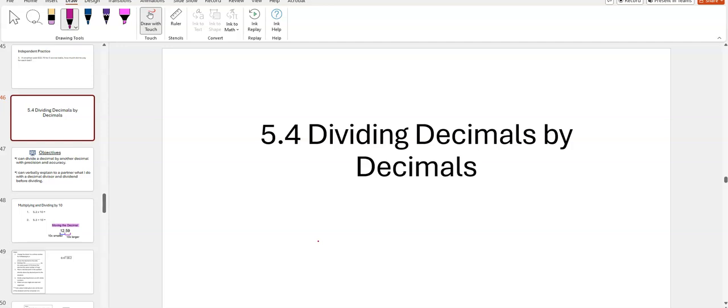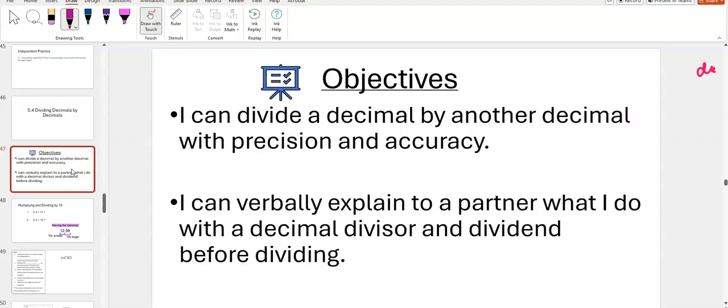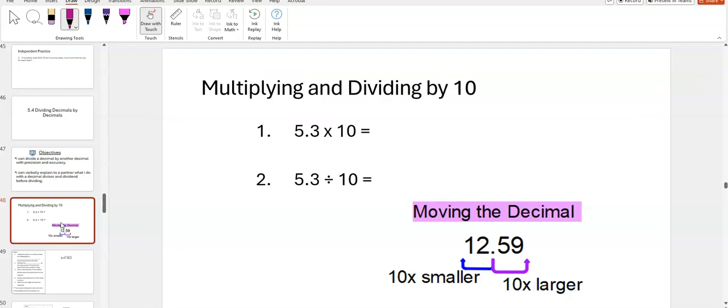We're almost done. We're going to continue some long division, and we're going to focus on what happens when we have a decimal as both our dividend and our divisor. Our objectives here are that we can divide a decimal by another decimal with precision and accuracy, and we should be able to verbally explain to a partner what you do with a decimal divisor and dividend before dividing. Our little review here is going over multiplying and dividing by tens.